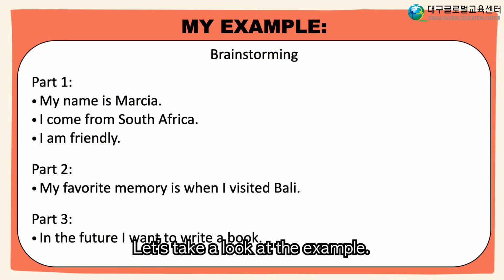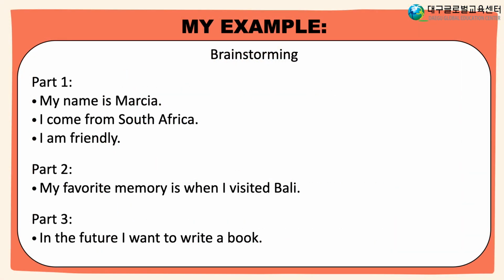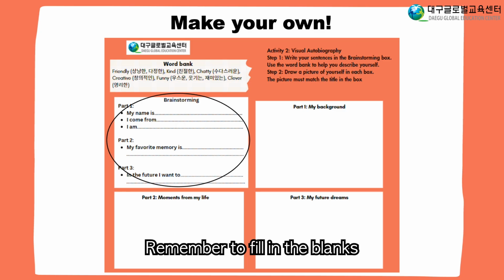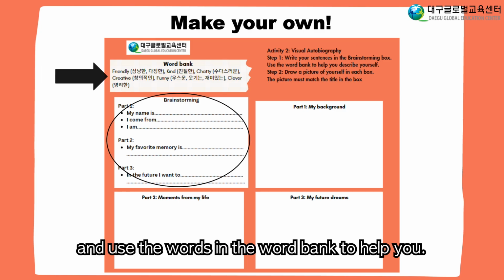Let's take a look at the example. Part 1. My name is Marsha. I come from South Africa. I am friendly. Part 2. My favorite memory is when I visited Bali. Part 3. In the future, I want to write a book. Remember to fill in the blanks and use the words in the word bank to help you.